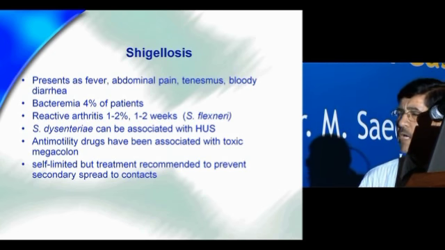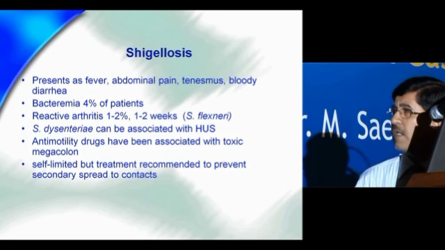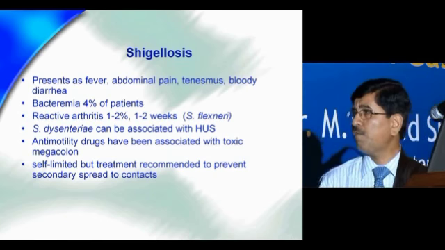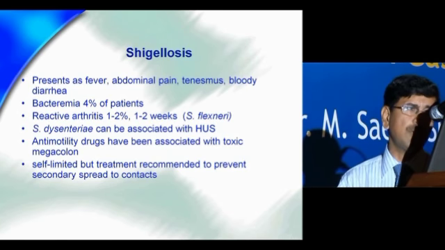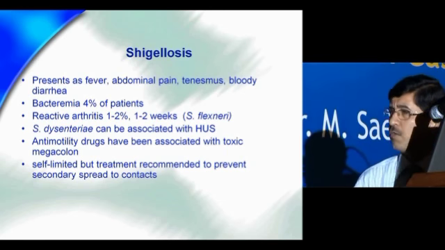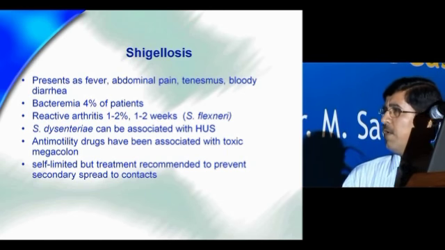Shigella dysenteriae can be associated with hemolytic uremic syndrome. Anti-motility drugs have been associated with toxic megacolon and are not recommended these days. It is self-limited, but treatment is recommended in severe cases.